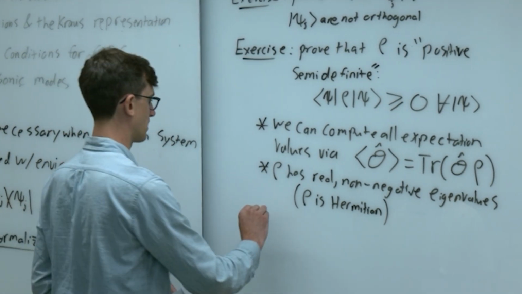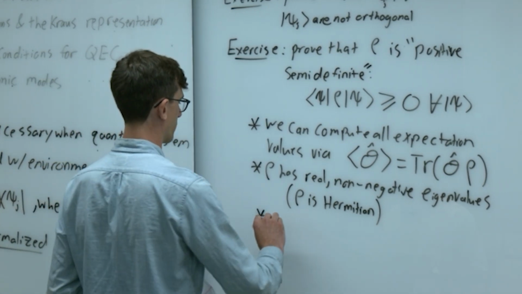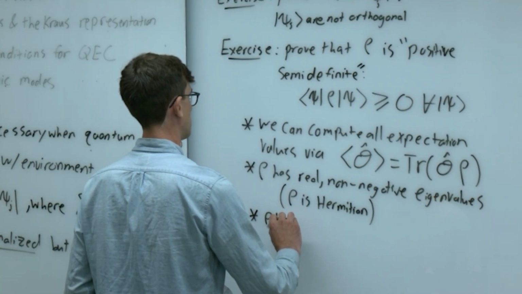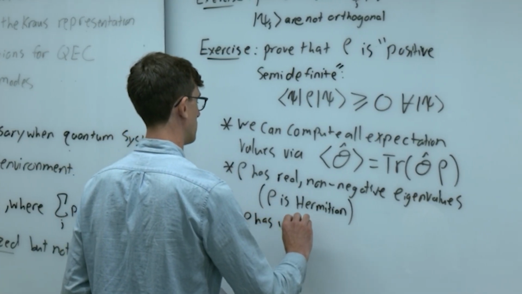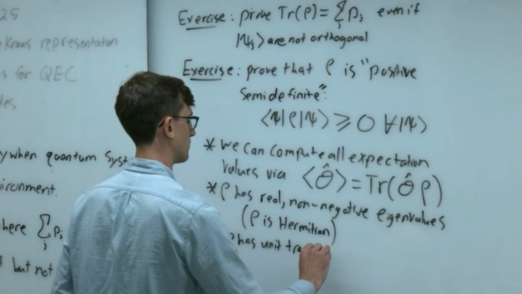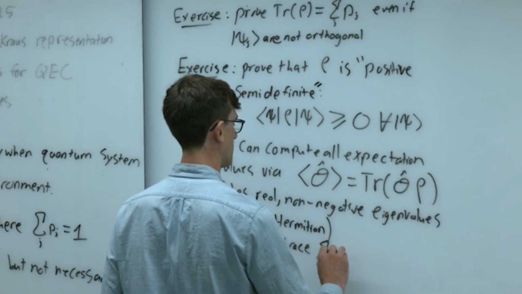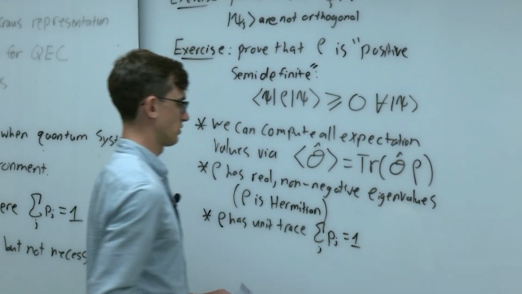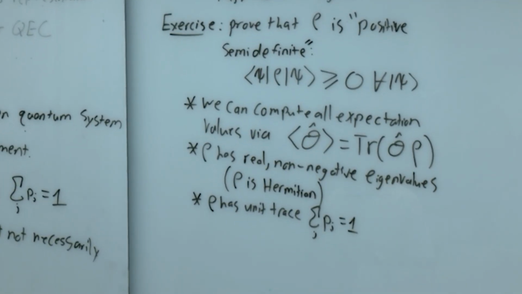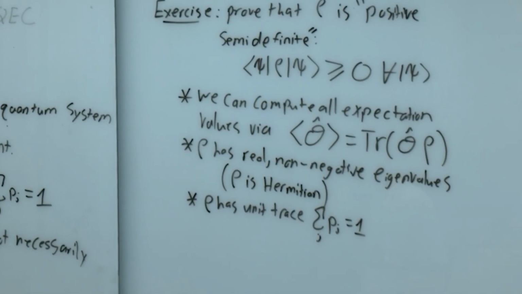And then the last thing is that if your state is properly normalized, then rho has unit trace, sum over j of p_j equals 1. So if your state is properly normalized, then it must obey this condition. Any questions on that?